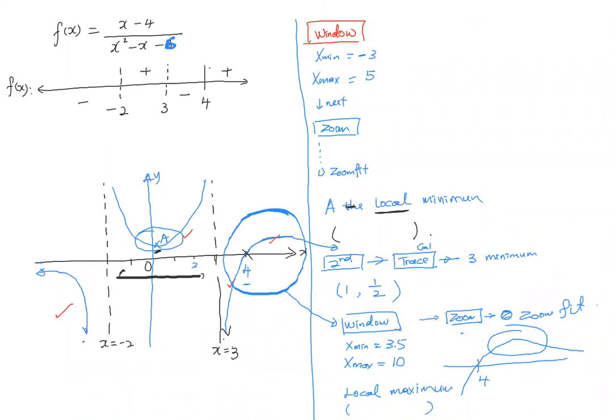Please, everyone do your work. Find the local maximum. Second trace, maximum. Left bound, try to get it below. Then change to right bound. Just press the cursor until you look like it's going down. Then press enter, then guess.